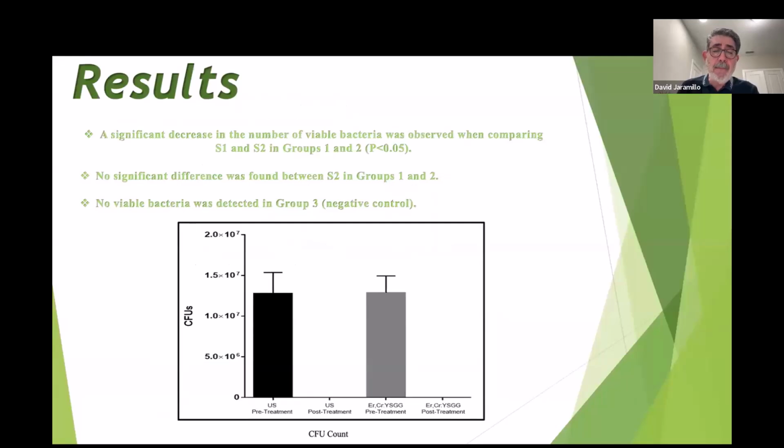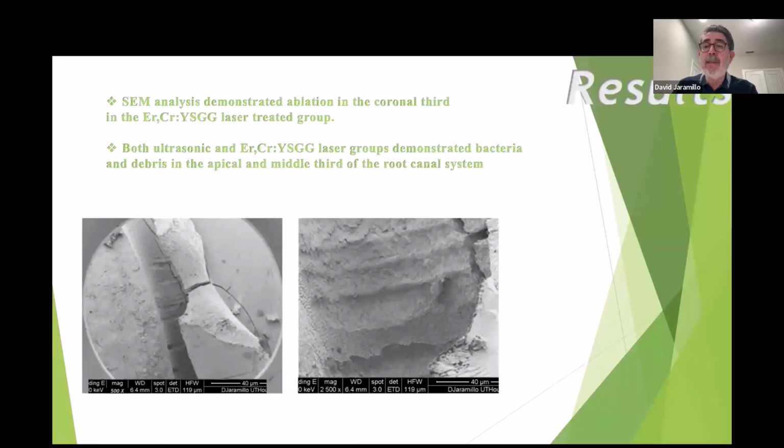So basically, we had bacterial growth to the 10 to the minus 7, with a good amount of bacterial growth when we grow it in the lab. And after the treatment, there was a good dilution of the solution and disinfection of the root canal, and we didn't find any difference between both groups.